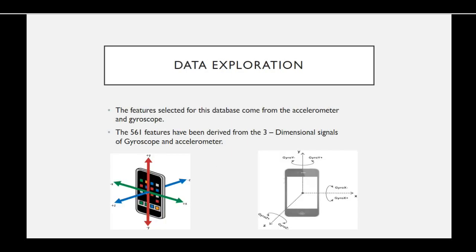Now let's explore our data. Our data features have been derived from the three-dimensional signals of the accelerometer and the gyro. These signals have been heavily preprocessed for deriving these 561 features, which include applying a fast Fourier transform to these signals.